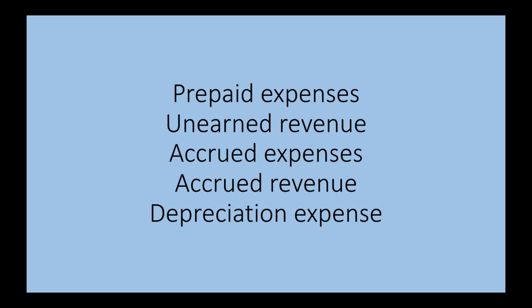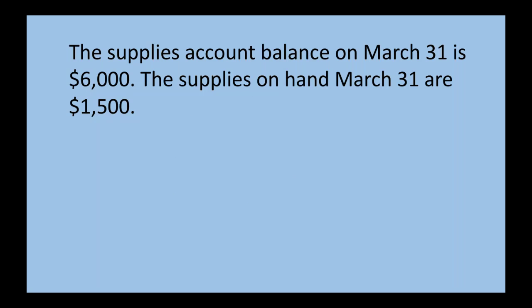The 5 accounts we will be talking about today in regards to adjustment entries are prepaid expenses, unearned revenue, accrued revenue, and depreciation expense. The first type of adjustment entry we're going to be looking at is for prepaid expenses, in this case supplies. Whenever you're trying to learn how to do an adjustment entry or looking at a new problem, it is always great to start out by thinking of what the initial entry would be.